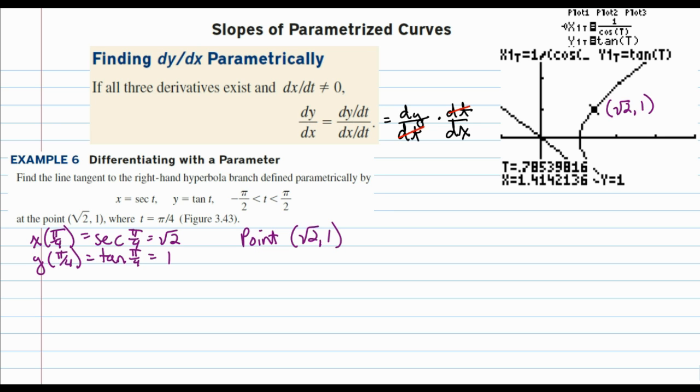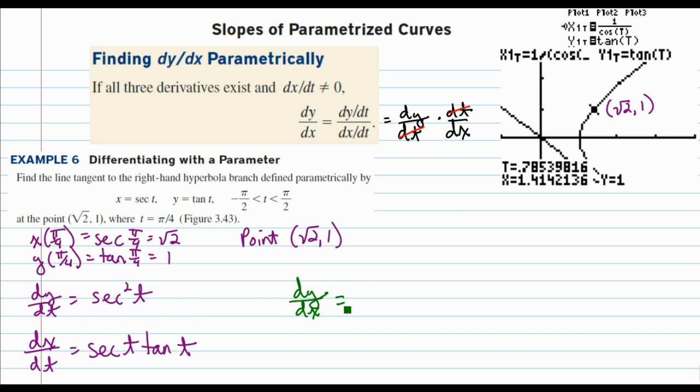Now we need to find the slope. So let's take the derivative of x with, actually I'm going to start with y first because that goes in the numerator. Let's not get ourselves confused. So the derivative of y with respect to t, derivative of tangent is secant squared. The derivative of x with respect to t, the derivative of secant is secant tangent. So dy/dx is going to equal secant squared t over secant t tangent t, which then would be one secant cancels out. So secant of t divided by tangent of t.